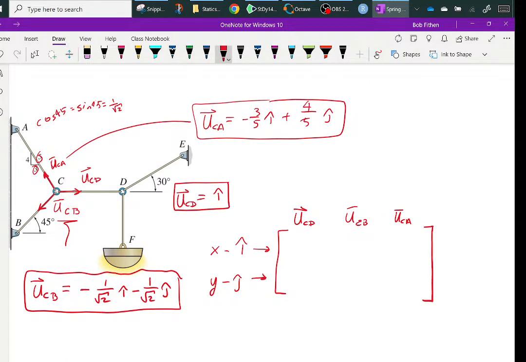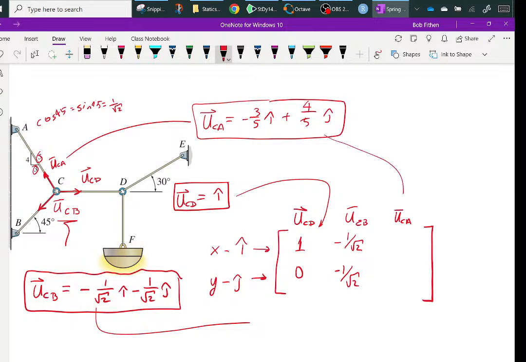And well, I'll do UCD, so I'll write that in there. That is a 1 and a 0. UCB, that's this one. Minus 1 over square root of 2, minus 1 over square root of 2. And UCA is minus 3/5 and 4/5.